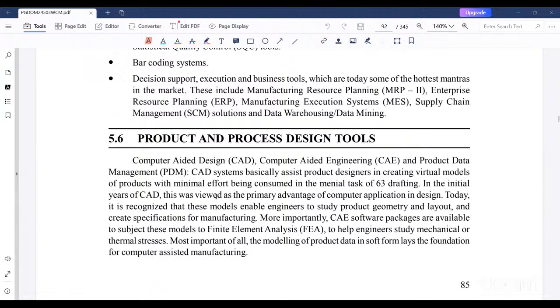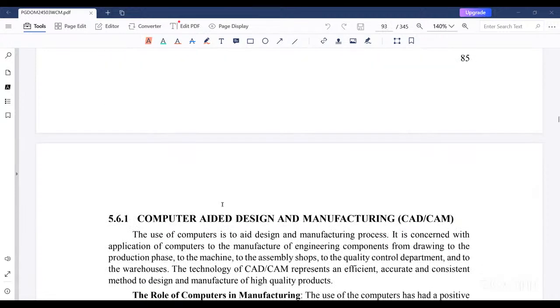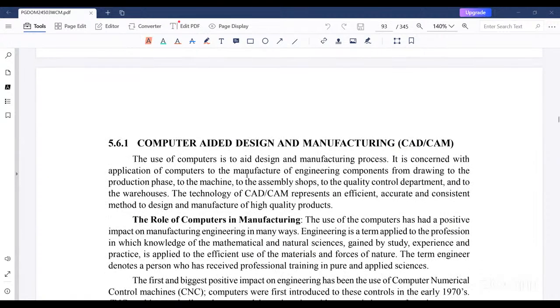In the initial years, CAD was viewed as the primary advantage of computer application in design. But today, we have n number of models available for product design, and even finite element analysis, which is helpful for manufacturing concerns in the process of production and how to design the product. So now let's understand CAD and CAM. CAD or CAM means computer design or computer manufacturing.